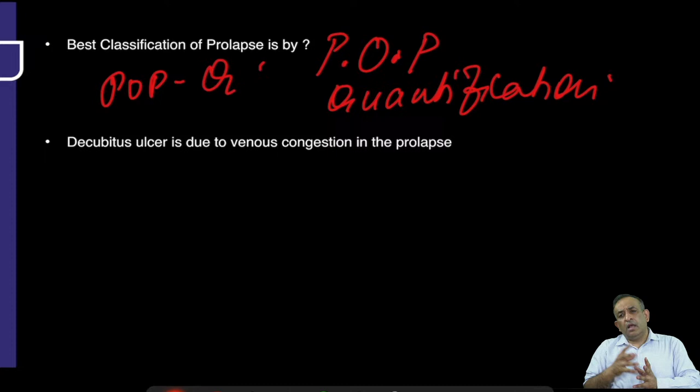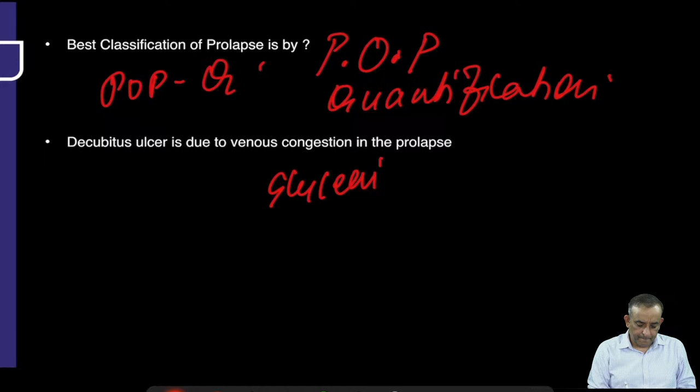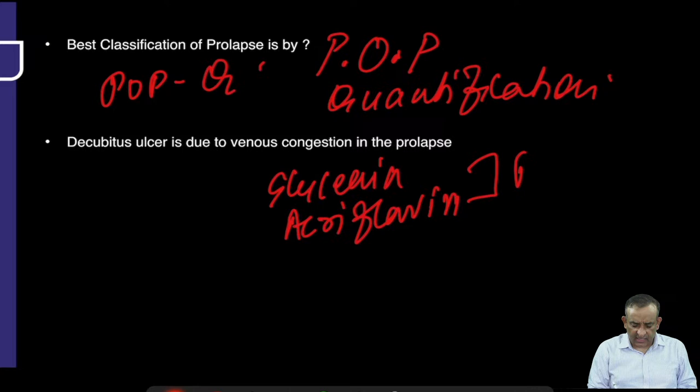We add some glycerine and acriflavin packs. We call them glycerine acriflavin packs. So either you can put a pessary and that will cause the healing, and you can push the uterus back inside with the pack of glycerine and acriflavin soap. So that glycerine is a hygroscopic agent which will take out the edema of this area, and acriflavin is a local antiseptic that will help in controlling the infection.